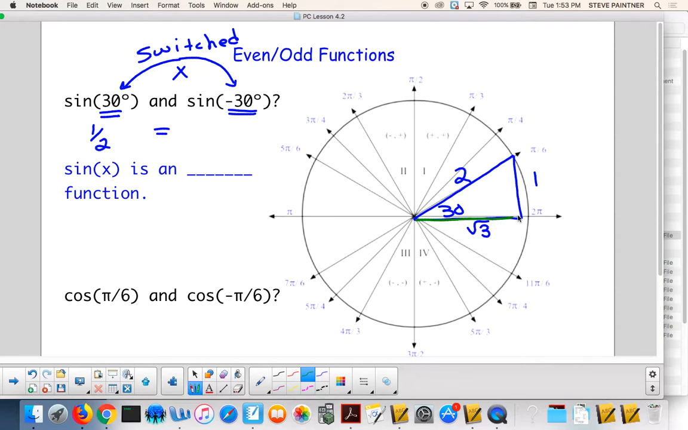Okay, the drip can stop. Sorry, it didn't match up very well. Okay, this is square root of 3 still, right? What's this side? Negative 1. And the hypotenuse is 2, isn't it? So what's sine of negative 30? Negative 1/2.